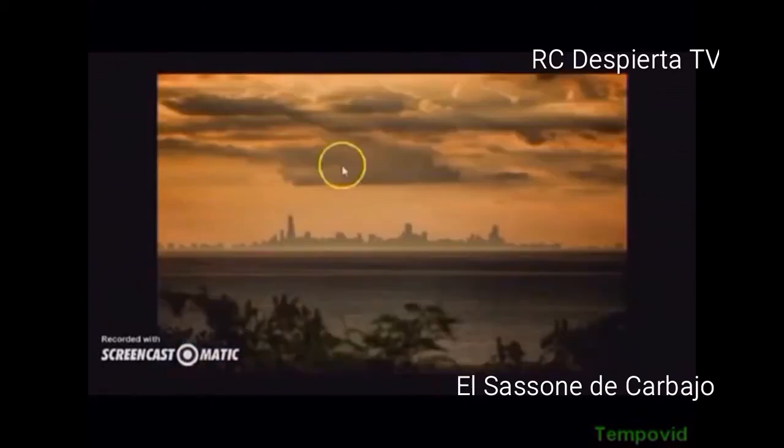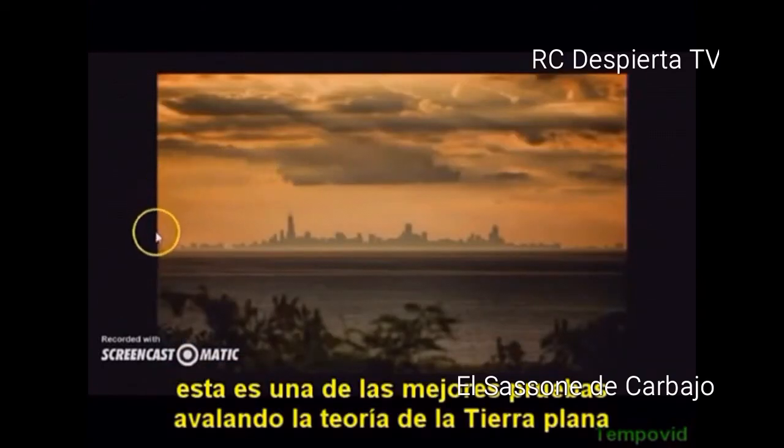Again, more of the same. This is probably the best proof, or one of the best proofs, supporting the flat earth theory.